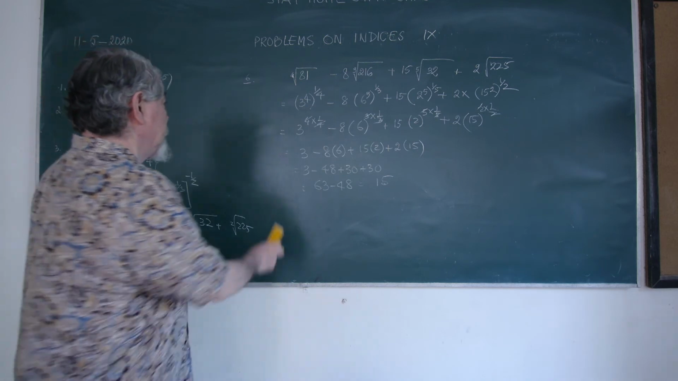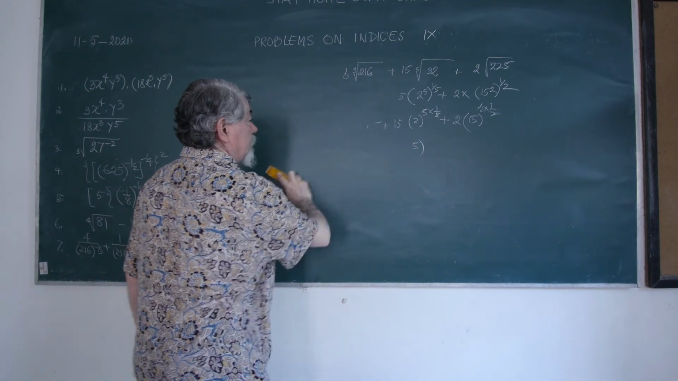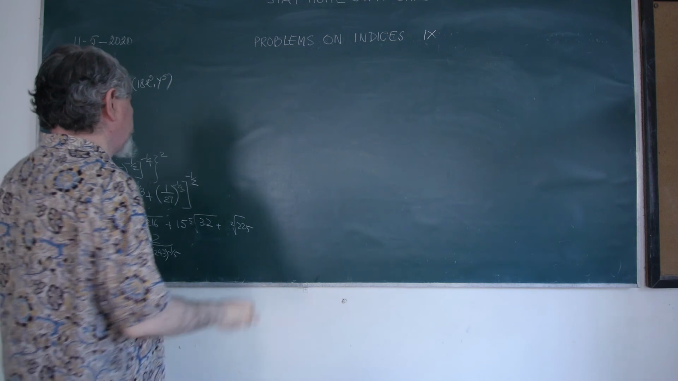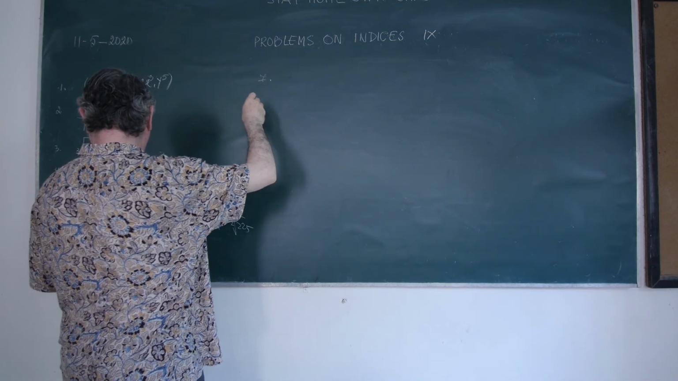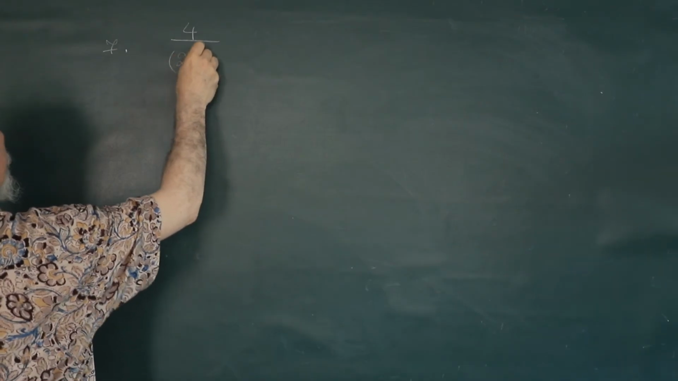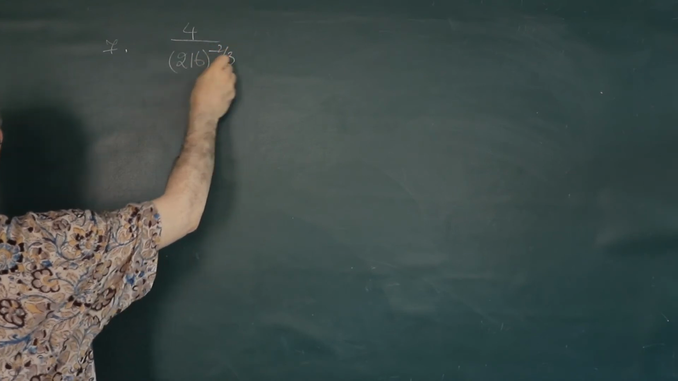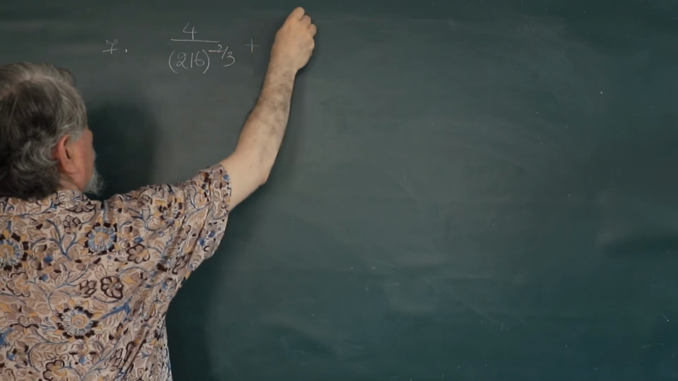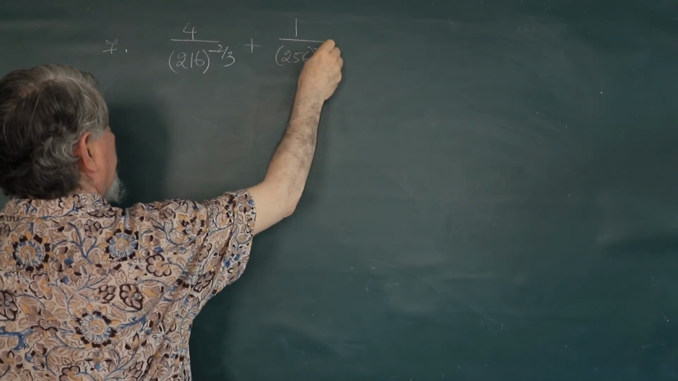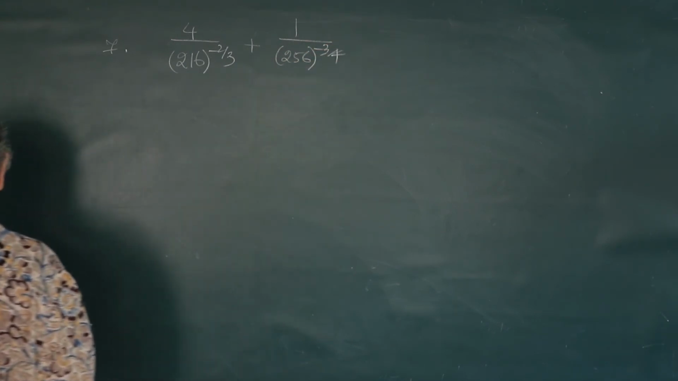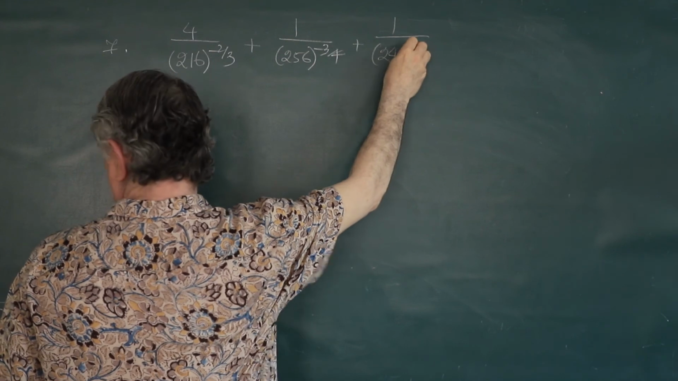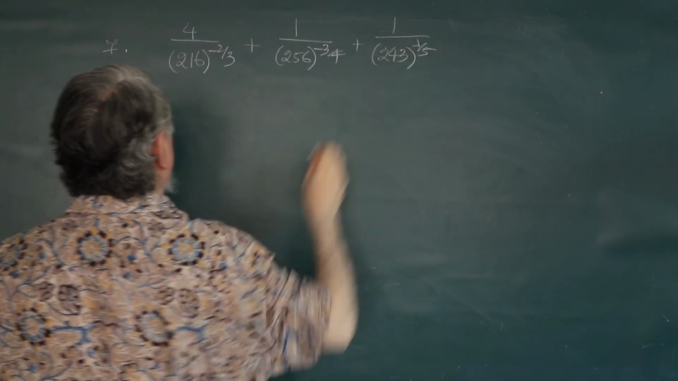Now let us do the seventh question in this. 4 upon 216 to the power minus 2 upon 3, plus 1 upon 256 to the power minus 3 upon 4, plus 1 upon 243 to the power minus 1 upon 5.